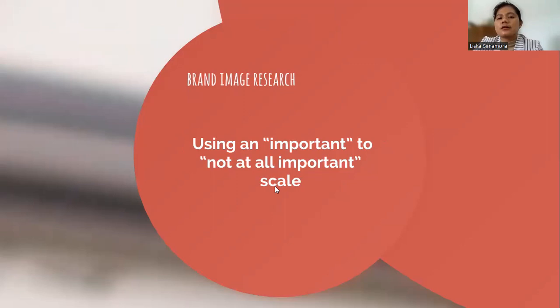And then you will provide the options: important, less important, not important, and not at all important. And they will respond to your statement by choosing one, whether the brand image is important, less important, not important, or not at all important. So this kind of scaling is found in the quantitative technique.